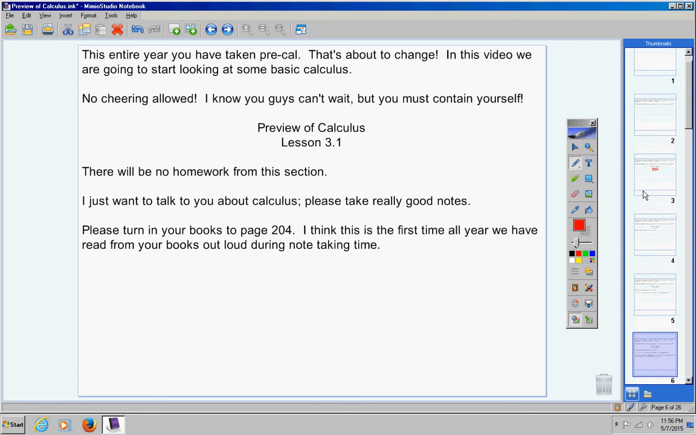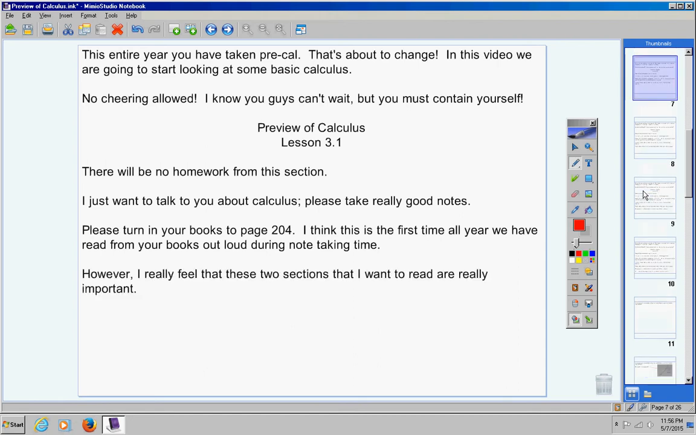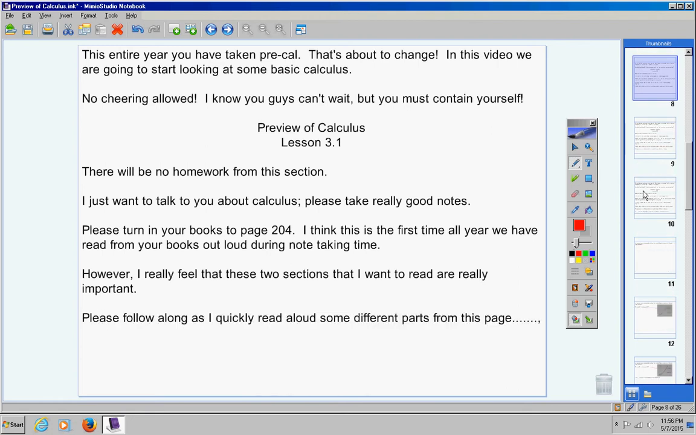Please turn your books to page 204. I'll pause a second while you do that. I think this is the first time all year we have actually read word for word from your books out loud during note-taking time. However, I feel that these two sections that I want to read are really important. So, go ahead and turn to page 204, and please follow along as I quickly read aloud some different parts from this page.